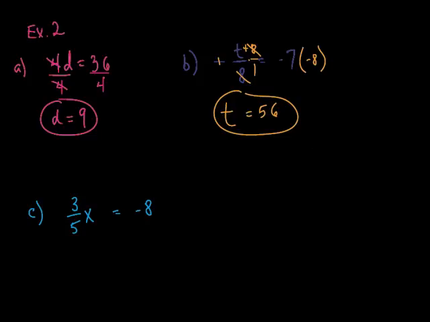All right. Let's see what color I'll use. I'll use this ugly brown color. Okay. What's going on here? Well, this 3/5, that's a fraction, right? This 3/5 is being multiplied by this variable x. It's being multiplied. So what's the inverse? What's the opposite of multiplication?